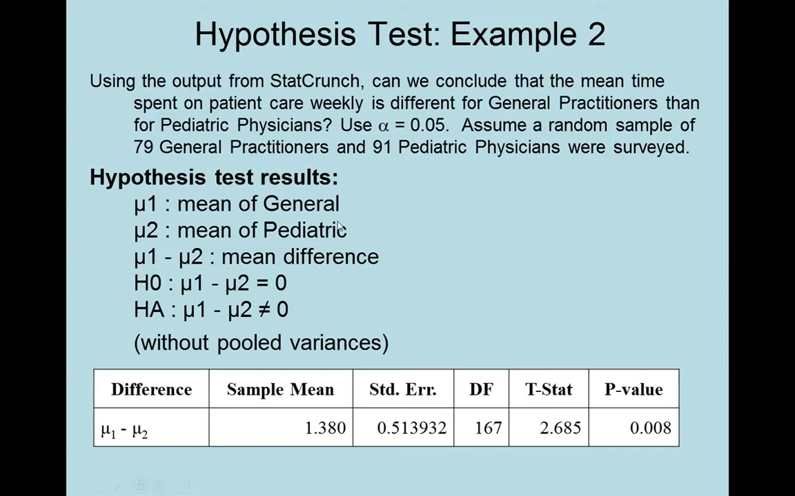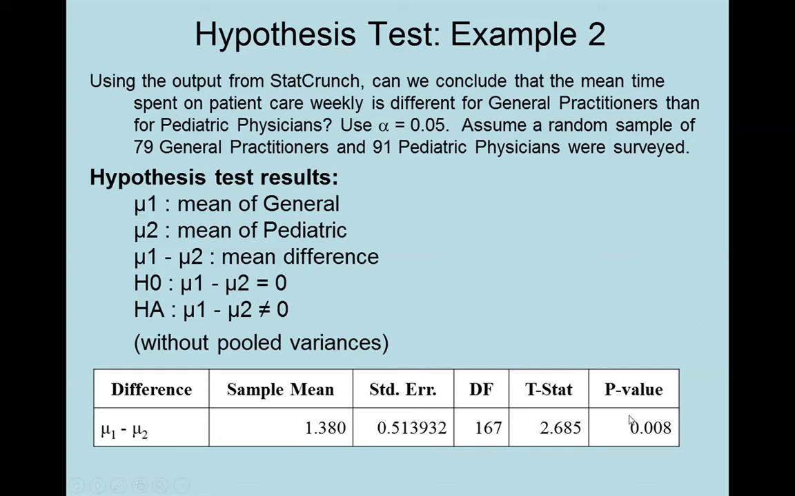What we need to pay attention to is that general practitioners are first, pediatric physicians are second. The t-statistic is 2.685. The p-value is 0.008. And then we could actually get that t-stat by taking the sample mean, 1.380, divided by the standard error, 0.513932.